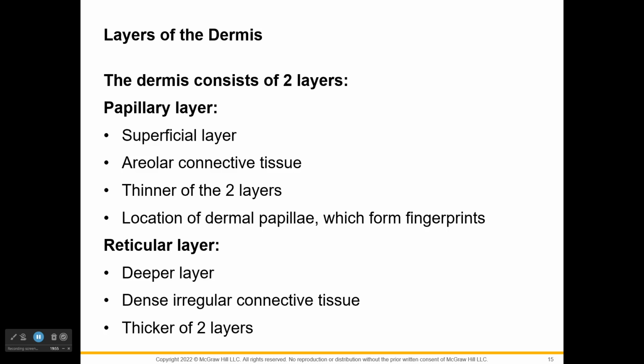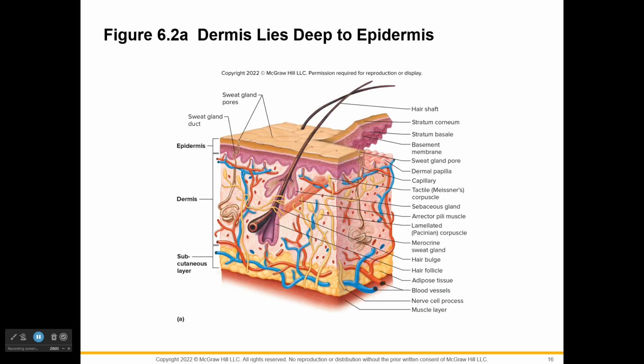The reticular layer is the deepest part of your skin. It's the thicker of the two layers of the dermis, and it's made of dense irregular connective tissue. And so you can see this papillary layer. Look at these dermal papillae. These ridges are happening here in the dermis, poking into the epidermis, and that causes the fingerprints. I love that. That's super cool.